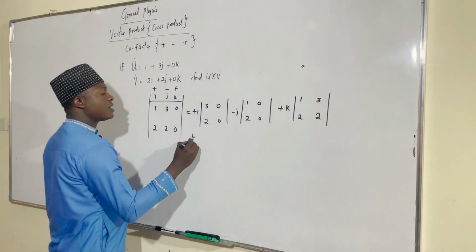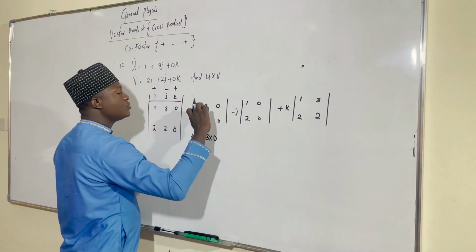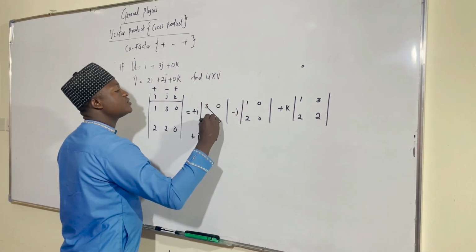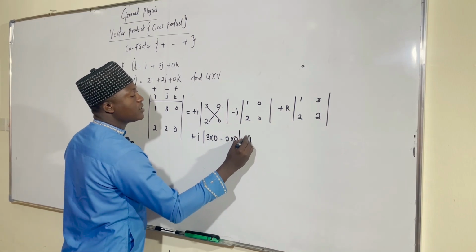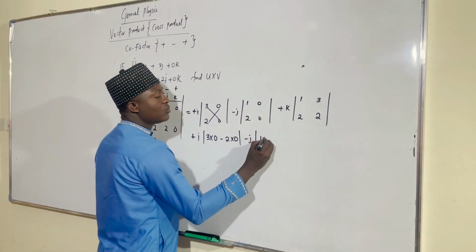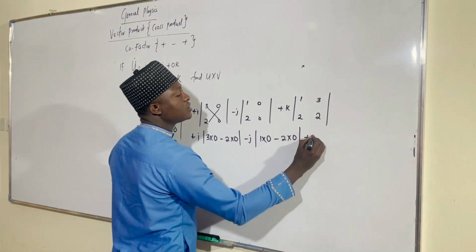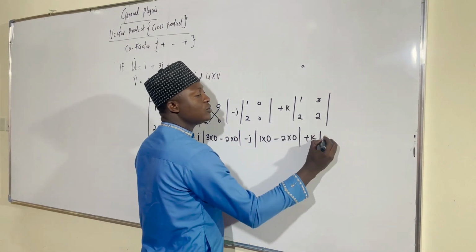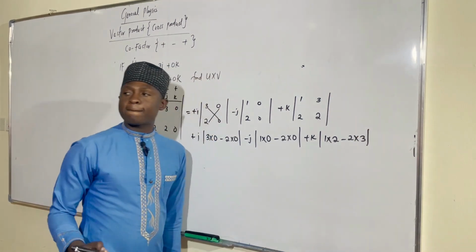So down here I can have plus I. That is 3 times 0. You know, I told you the one we have here must come before this one. So 3 times 0 minus 2 times 0, minus J, this one 1 times 0 minus 2 times 0. Then the last one, plus K, that's going to be 1 times 2 minus 2 times 3.